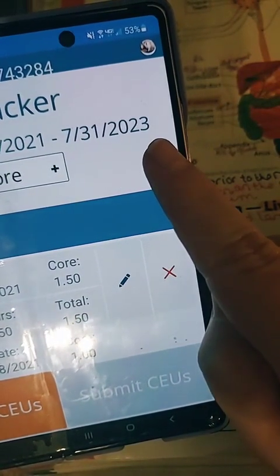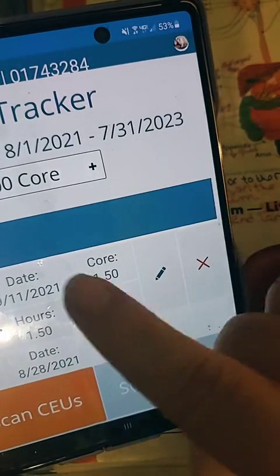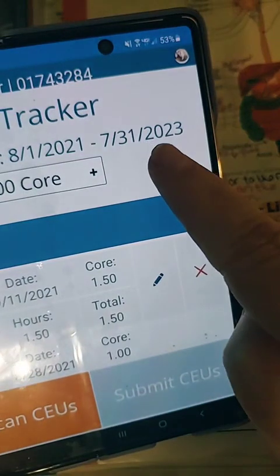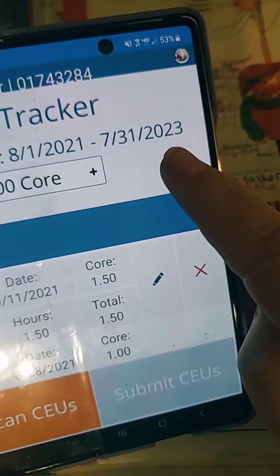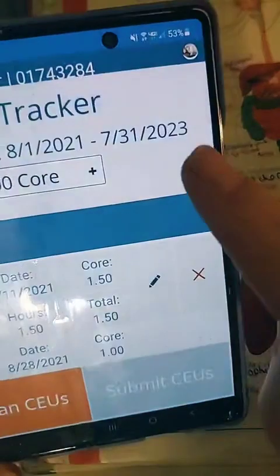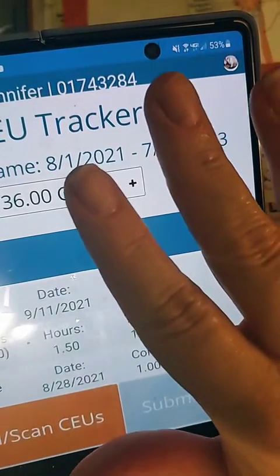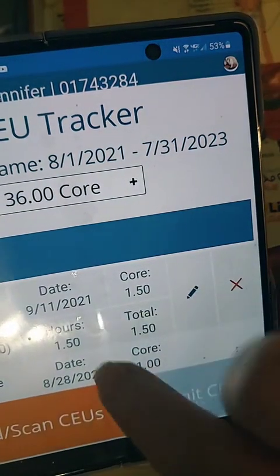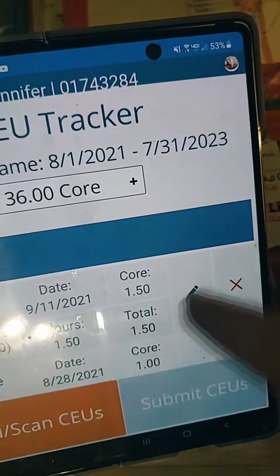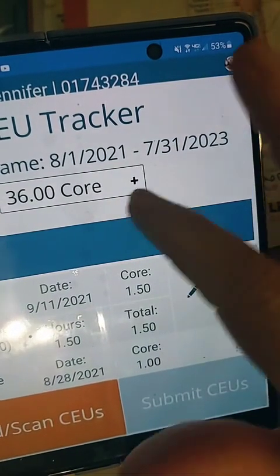And then you can't submit until 7/1 of 23. Even if I get all 36 done before then, you got to remember to come back in here and hit that submit button the month that they're all due. And you can't submit them ahead of time. And don't do next year's. Like if I get all 36, I need to stop. Don't put any more in your tracker because they won't count for the next year coming up. You'll just have to eat them. Like it'll take them away and then won't let you save them for the next time.